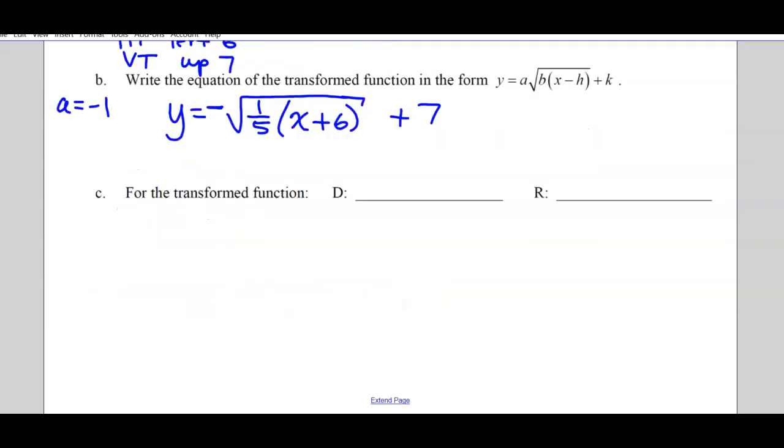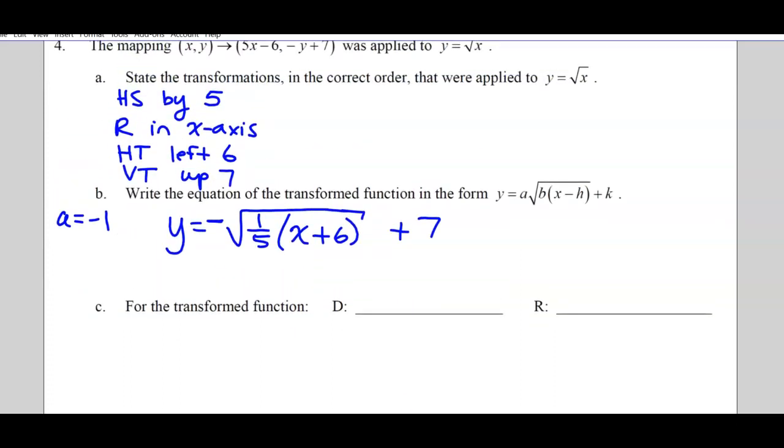So for the transformed function, what's the domain? Well, think about it. Everything underneath the square root has to be greater than or equal to 0. Does the 1/5 really come into play for that? No. So really, you only care about that bracket if it's in factored form, right? So x has to be greater than or equal to -6. So let's use interval because it's a little bit easier when you don't have the graph.